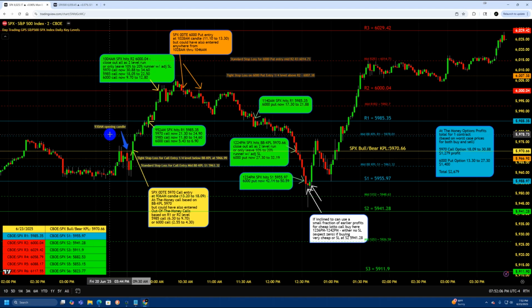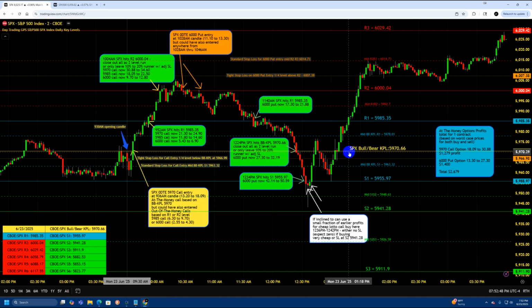Okay, so here we have the 9:30 a.m. opening candle for today's session. As you can see, it opened up below the bull bear key price level for today for SPX, which was 59.7066. And just to go over these levels here, for those unfamiliar with this indicator, these are your midpoint levels. These are optional to turn on, but they can be very useful for gauging continuing momentum from one main level to the next. And they're also useful for stop losses on entries.